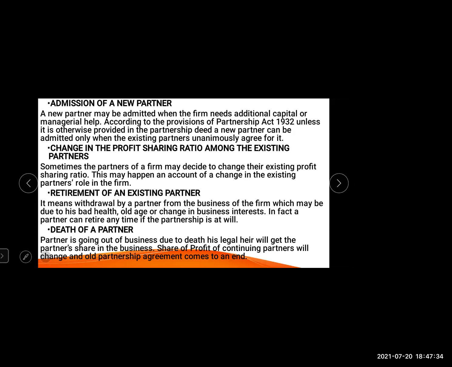Next is the death of a partner. That means we have discussed earlier also. Maybe because something happens, due to the death, his legal heir will get the partner's share in the business. The share of the profit of the continued partners will change. Okay, अभी ये जो partners का है वो ratio change हो जाएगा, because मैंने आपको एक example दिया था कि A B C कर रहे थे, suddenly death of the C. जो पहला agreement तीनों का बना था, now C is dead, अभी सिर्फ किसका बनेगा? New renewal of the agreement between A and B. Okay, so the share of the profit of continued partners will change.